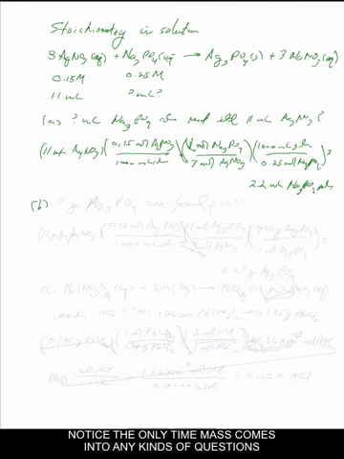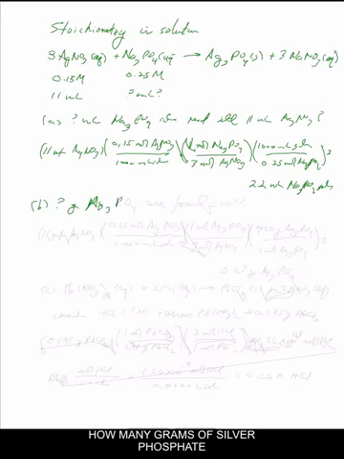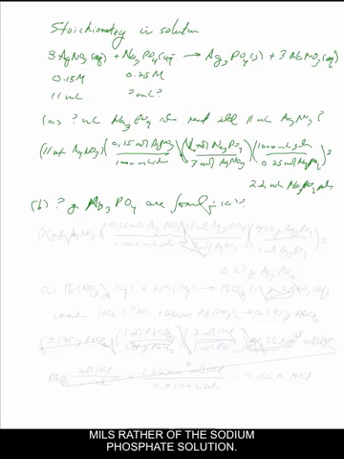Notice the only time mass comes into any questions involving solution chemistry is if somebody asks something about a solid material that appears. For example, from part A here, how many grams of silver phosphate are formed in this reaction? Notice I could start with either the 11 mL of the silver nitrate solution or the 2.2 mL of the sodium phosphate solution. The point is those are the stoichiometrically balanced quantities of those two solutions. I'll just start with a given.